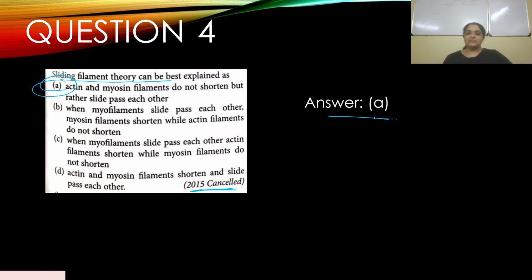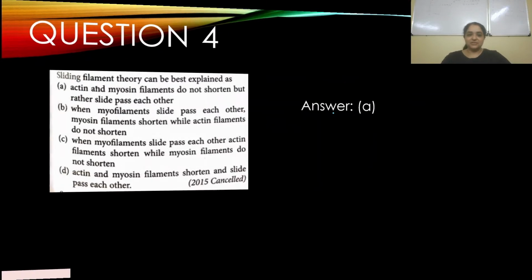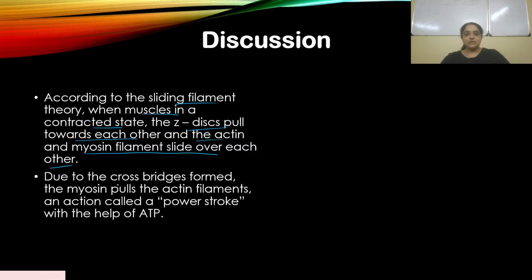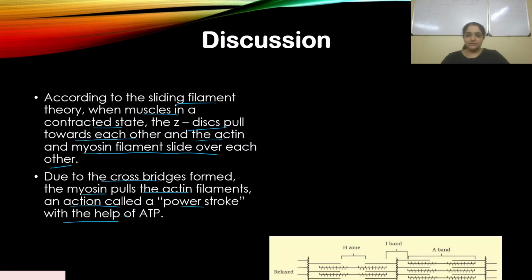So answer should be A. Let's go to the discussion. According to the sliding filament theory, when muscle is in a contracted state, the Z discs pull towards each other and the actin and myosin filaments slide over each other. And due to the cross bridges formed, the myosin pulls the actin filaments, an action called a power stroke, with the help of ATP. There's a diagram here.